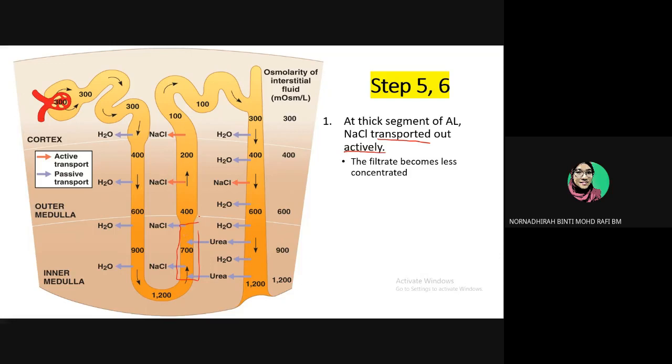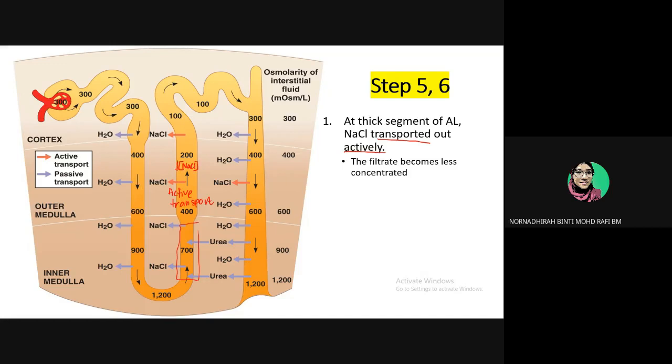And then, what will happen? As it moves up through the thick segment here, daripada 400 become 200. Apa yang berlaku kat sini? Okay, so kat sini kita nak kata solute concentration semakin rendah. Solute concentration or the osmolarity semakin rendah. Tetapi NaCl still will be transported out. So cara kat sini adalah, since kat sini dia punya osmolariti semakin rendah, we conclude that the movement of the NaCl is via active transport.